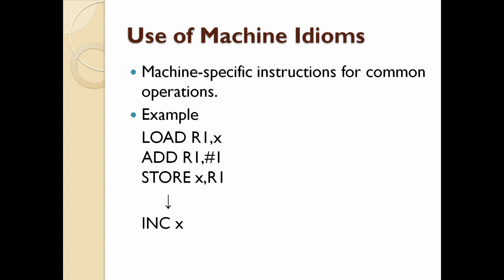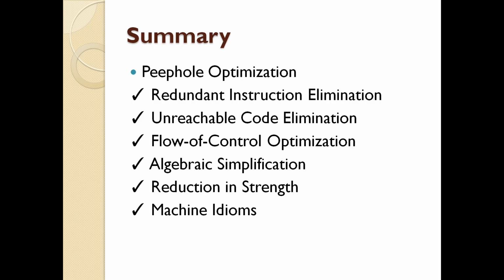So let us summarize today's discussion. Peephole optimization is a local optimization technique. It examines a small sequence of instructions and replaces them with a faster or shorter equivalent sequence. The 6 important peephole optimization techniques are redundant instruction elimination, unreachable code elimination, flow of control optimization, algebraic simplification, reduction in strength, and use of machine idioms. Although it is a local optimization technique, it significantly improves the quality of generated code.